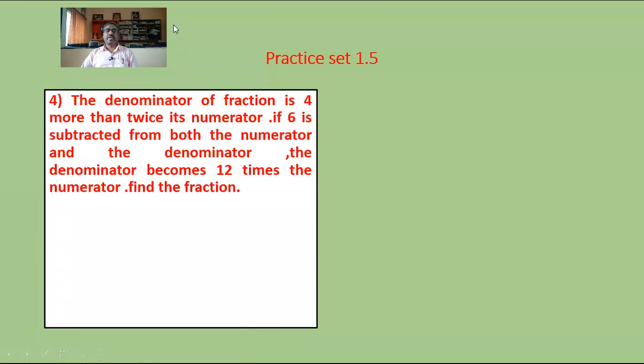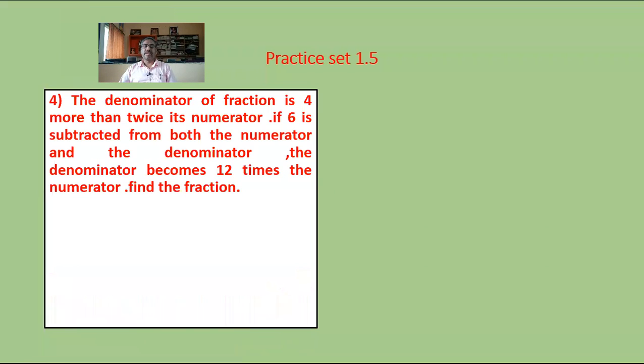Problem number 4 in practice set 1.5. The denominator of a fraction is 4 more than twice its numerator. If 6 is subtracted from both the numerator and the denominator, the denominator becomes 12 times the numerator. Find the fraction.